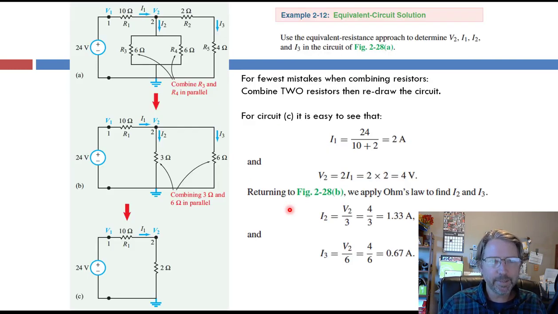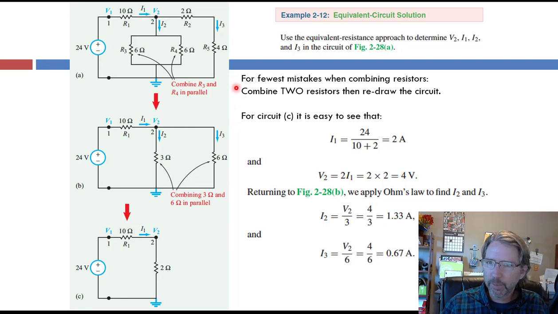Okay, so here is a circuit analysis using the equivalent circuits idea. So the idea is we can simplify the circuit down to something we can solve by inspection if we combine resistors in a clever way. So you have to be able to spot them.